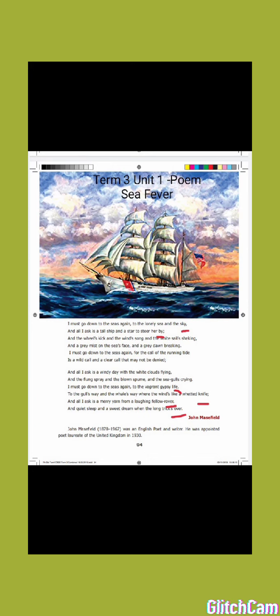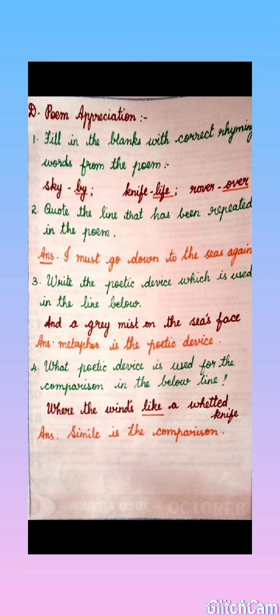Dear students, kindly check for the rhyming words. Yes, sky and by are rhyming words. Life and knife are rhyming words. Rover and over are rhyming words. So I have written the rhyming words: sky, by, knife, life, rover, over.